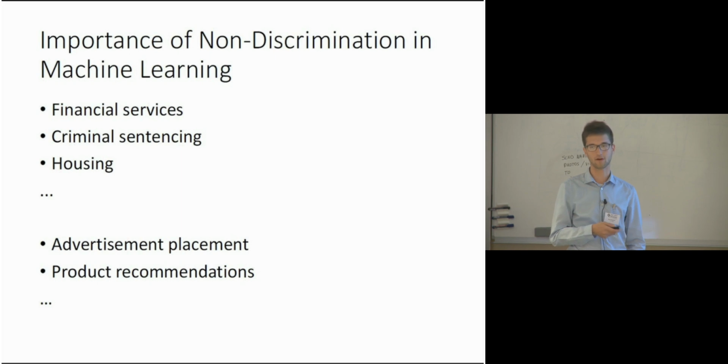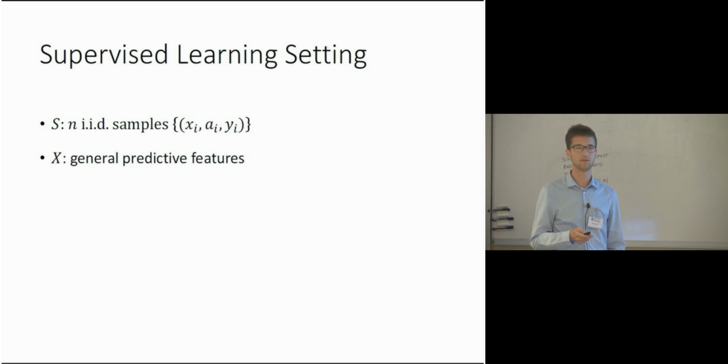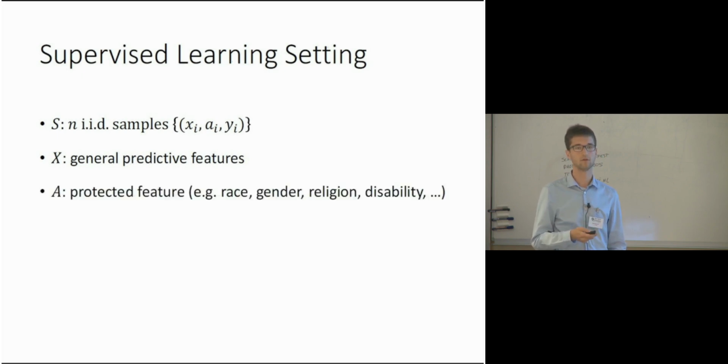In our work, we focus on one particular setting, supervised learning, and on a particular notion of discrimination suited for that setting. So in this setting, the learner is given access to n samples from a distribution, and these samples are composed of the following three parts. There is X, these are general predictive features. We also have access to A, this is the protected feature, this is what we want to avoid discriminating with respect to. And finally, there's Y, this is the target of the prediction task.